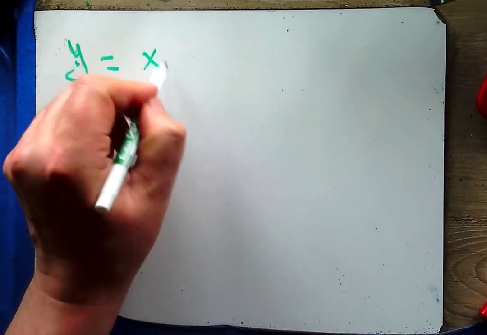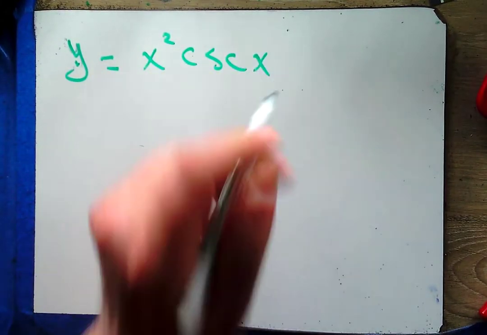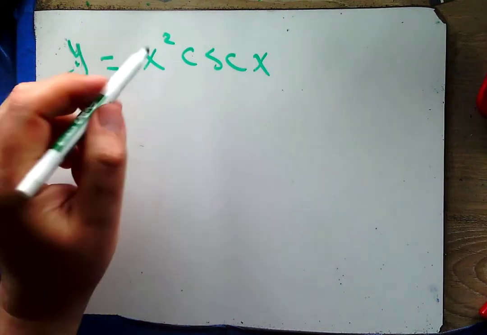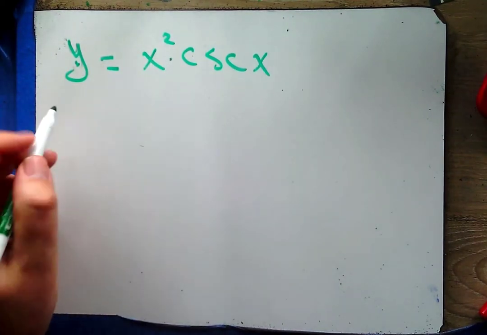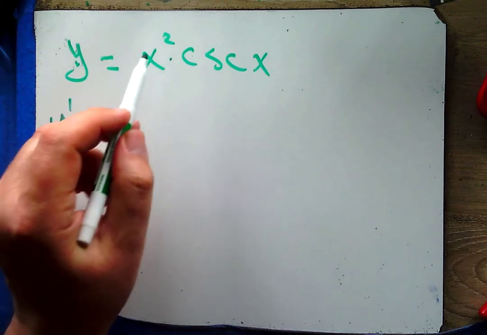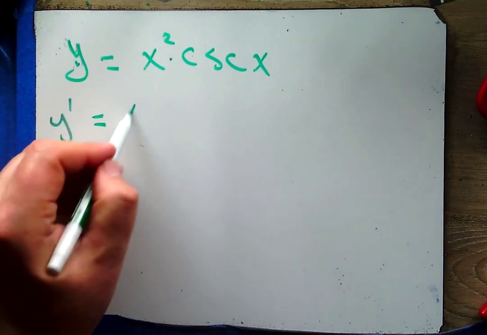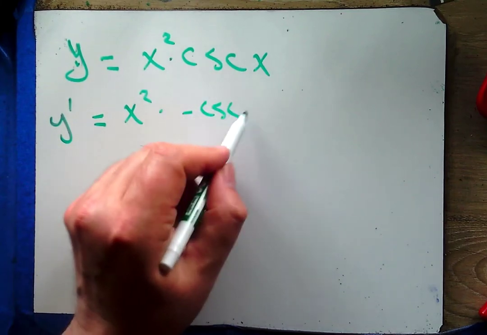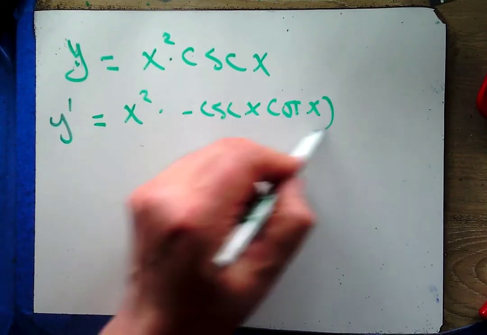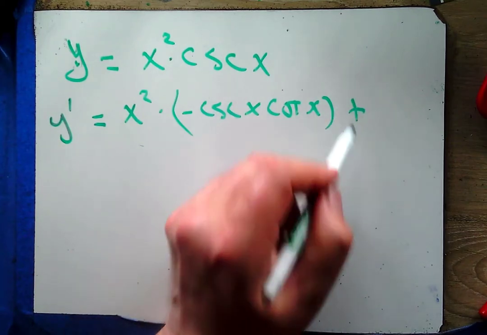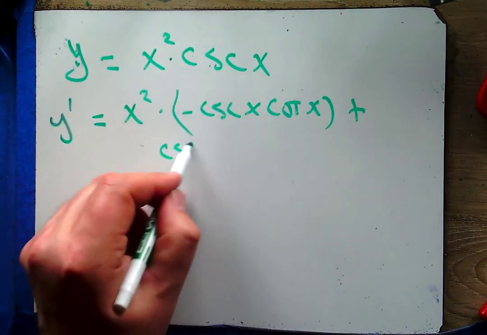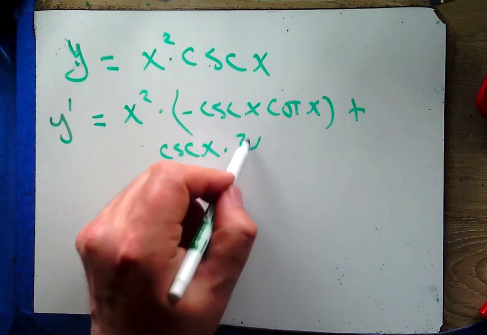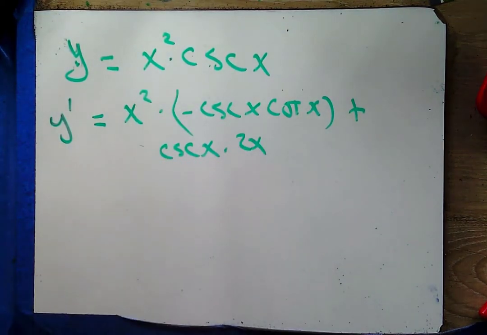Okay, how about this one? y equals x squared cosecant x. Well, again, this is a product rule. So y prime is going to be this times the derivative of that. The derivative of cosecant, we said, was negative cosecant cotangent, plus this times the derivative of that. And again, I'm not really interested in simplifying this right now.